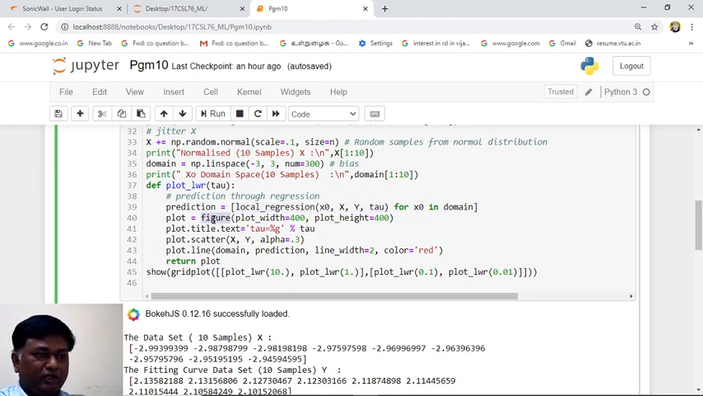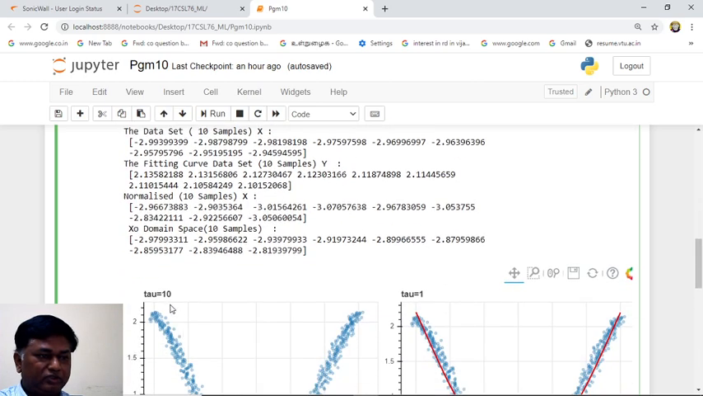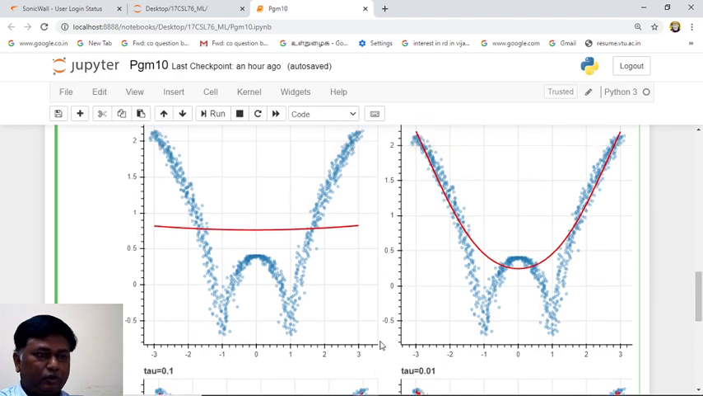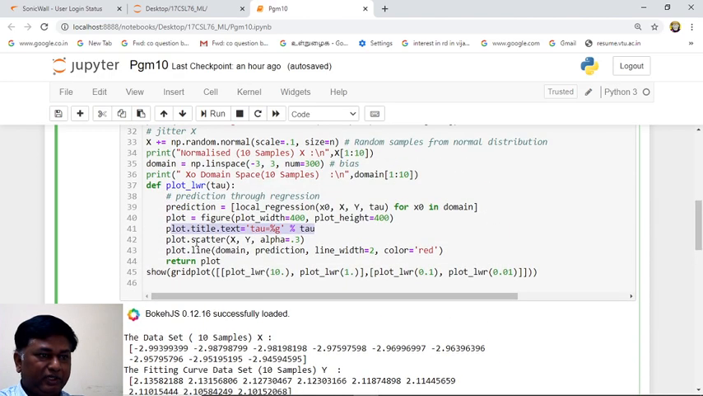We are calling the graph, and this is your width and height of the chart here, and on top of the chart we are printing the tau value. So you can see the tau value. This is for tau equal to 10, tau equal to 1, like that the tau values are printed. That is this one, plot.title.text with percentage tau printing your tau value.